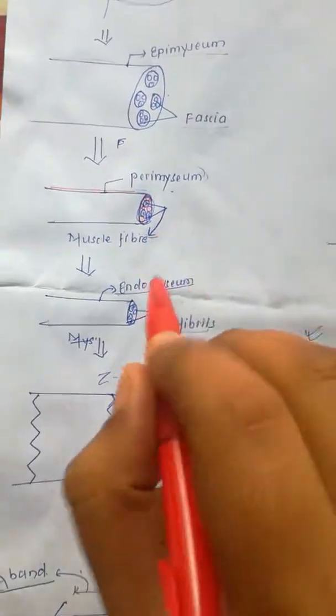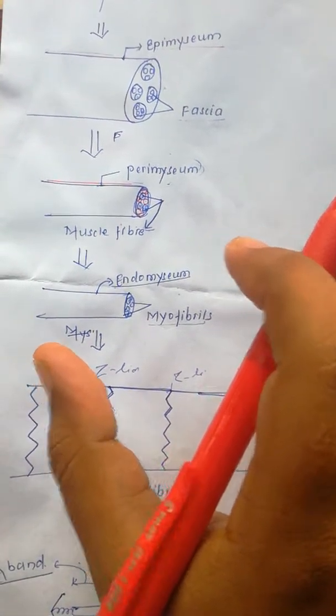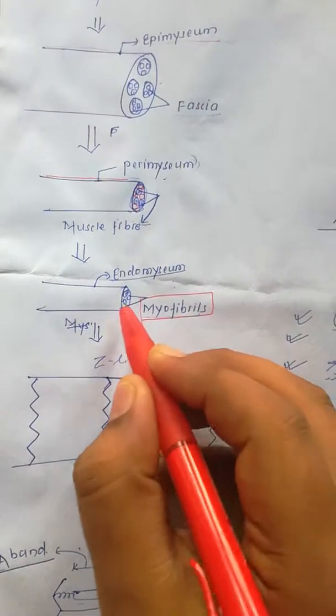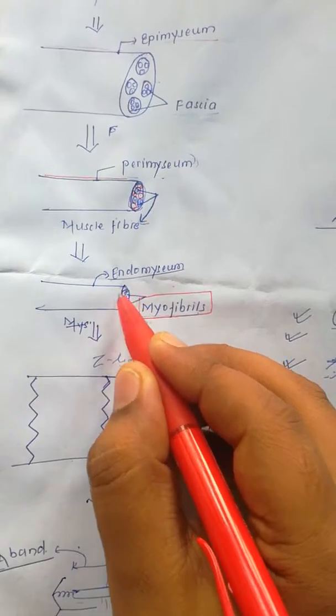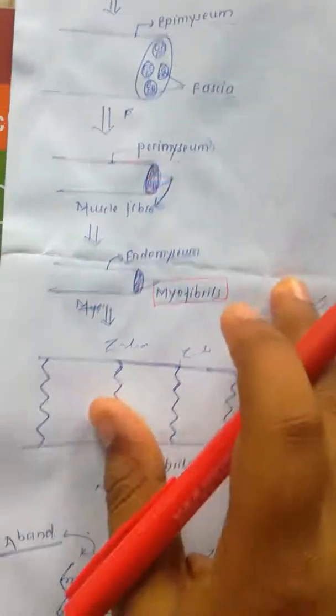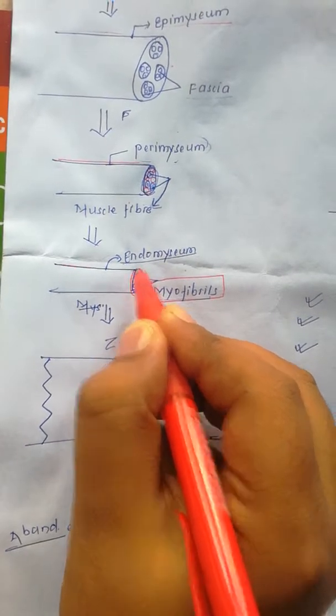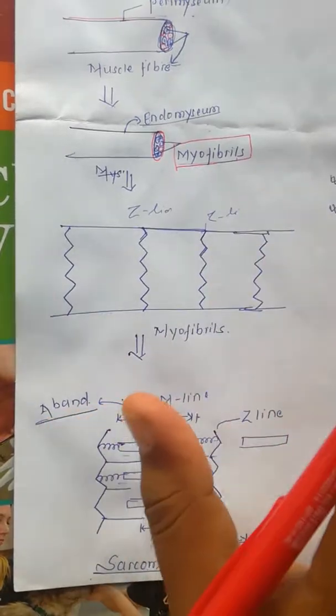And again, inside the muscle fiber, there are the myofibrils present, and are arranged in a similar manner as the muscle fibers. Okay, and the muscle fibers are covered by the layer known as endomysium. Okay, now we will look in detail at the myofibril.